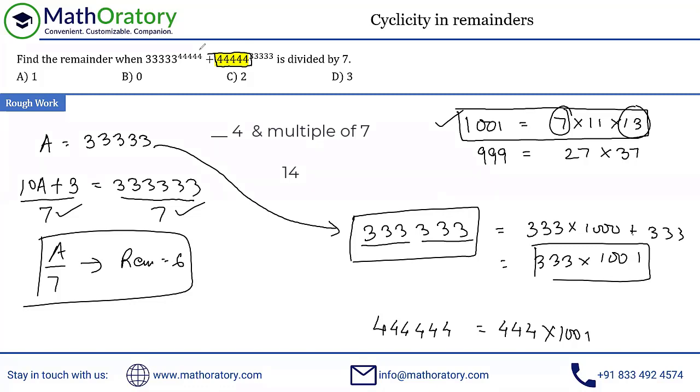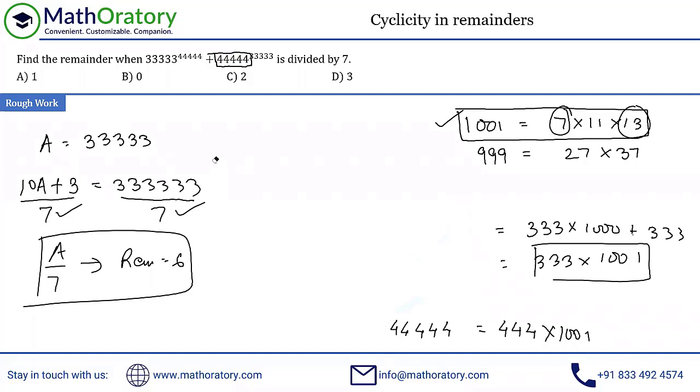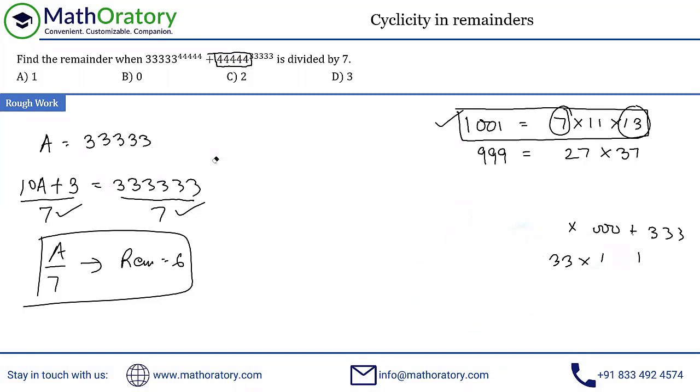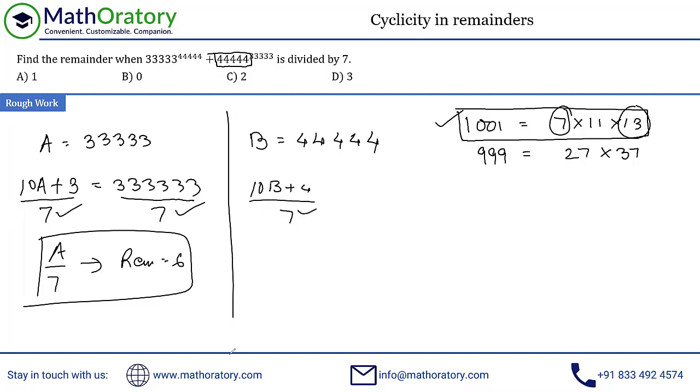So let me write this down. And I hope that was understood. So let me just take this off quickly. Yeah, so same idea. Let's consider this as B, just for explanation, if you did not understand. So 10B plus 4 should be a multiple of 7, same idea, because 10B plus 4 will be 6 fours. Any digit repeated 6 times has to be a multiple of 7.